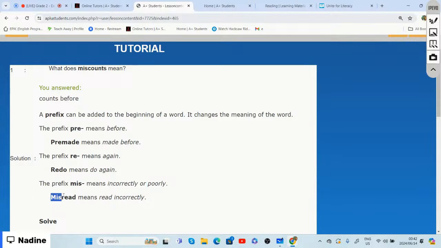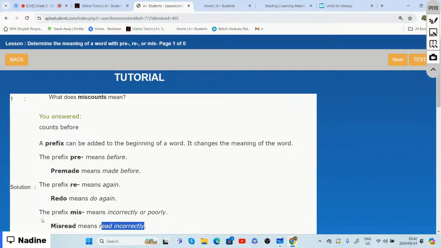And with the word miss, it can be misread, where it means that it was read incorrectly or wrongly, or misbehave, where you are behaving in a poor way or in a bad way or in a wrong way, right? So those are our prefixes that we added to our base words. And like you said, a prefix has its own meaning, and once you add it to a base word, it changes the meaning of the word. All right?